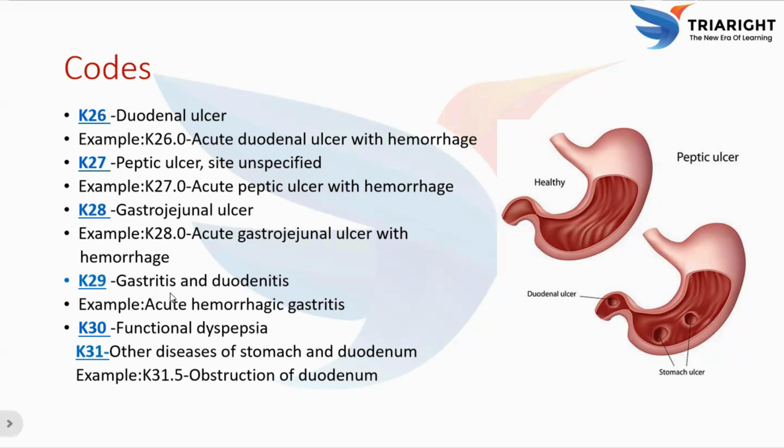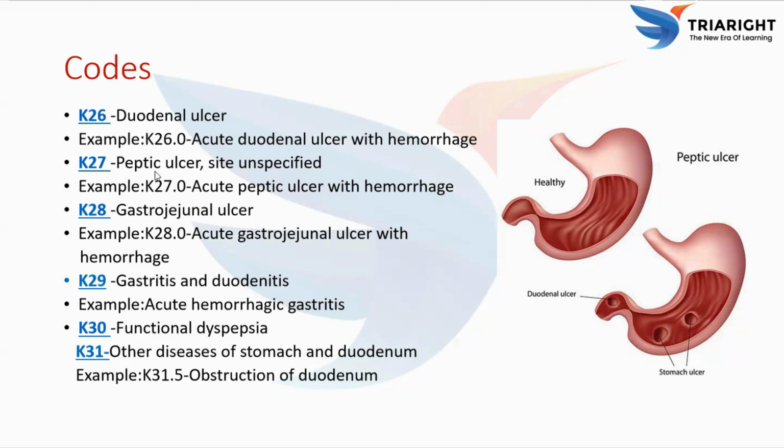And K29, gastritis and duodenitis. Gastritis means inflammation of the stomach, and duodenitis means inflammation of the duodenum. For example, acute hemorrhagic gastritis. The causes include infection, alcohol, spicy foods, and also NSAIDs. And all the diseases listed over here cover the inflammation of the stomach and duodenum.